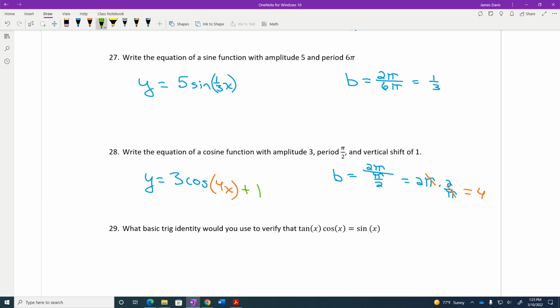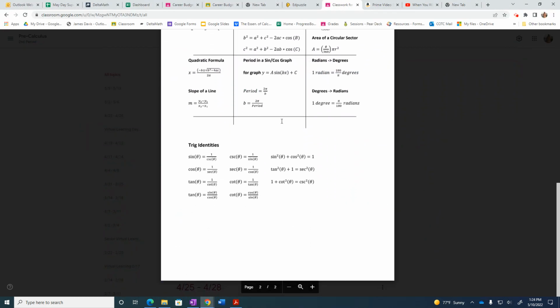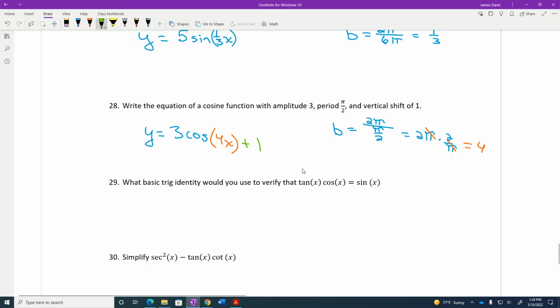And then our last two are on trig identities. What trig identity are you going to use to verify this? You are given trig identities here, any that you'll need right here. Which one, what are we going to replace in this? Well, what with what?